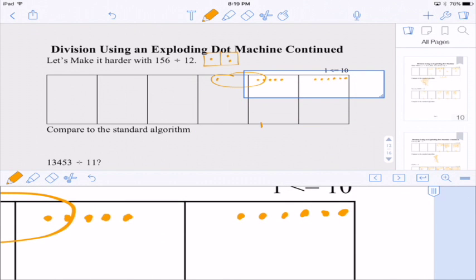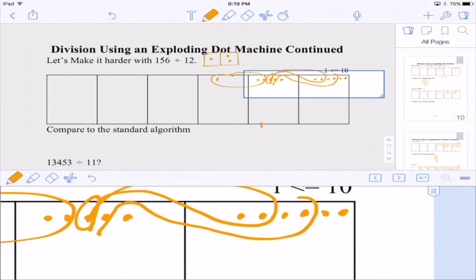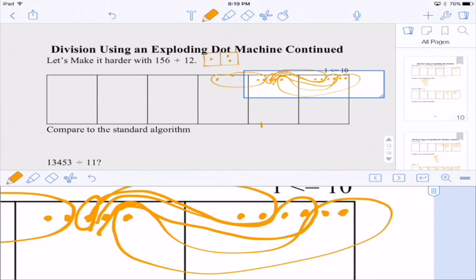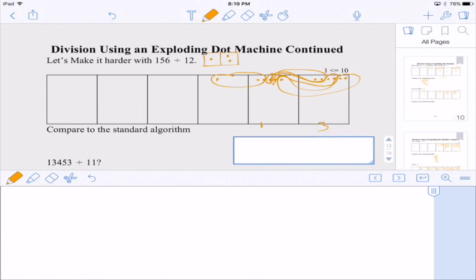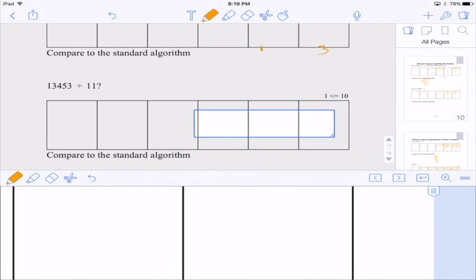Let's see if we can find any more 12s. Here's a 12. Here's a 12. And here is a 12. There's 3 groups of 12. That was awesome. I'm not going to compare to the standard algorithm because I'm running out of time and I want to do more examples.